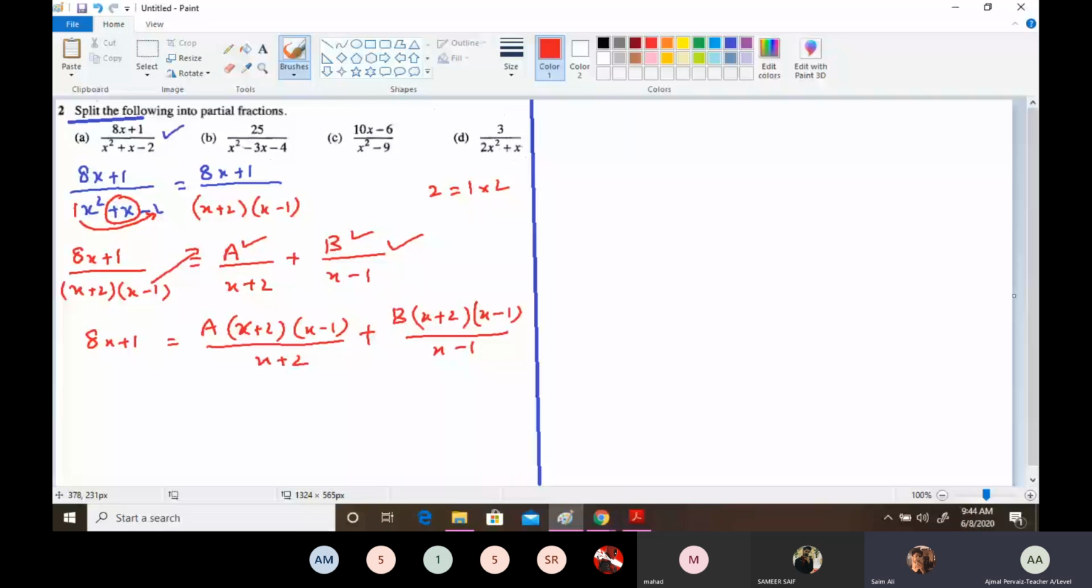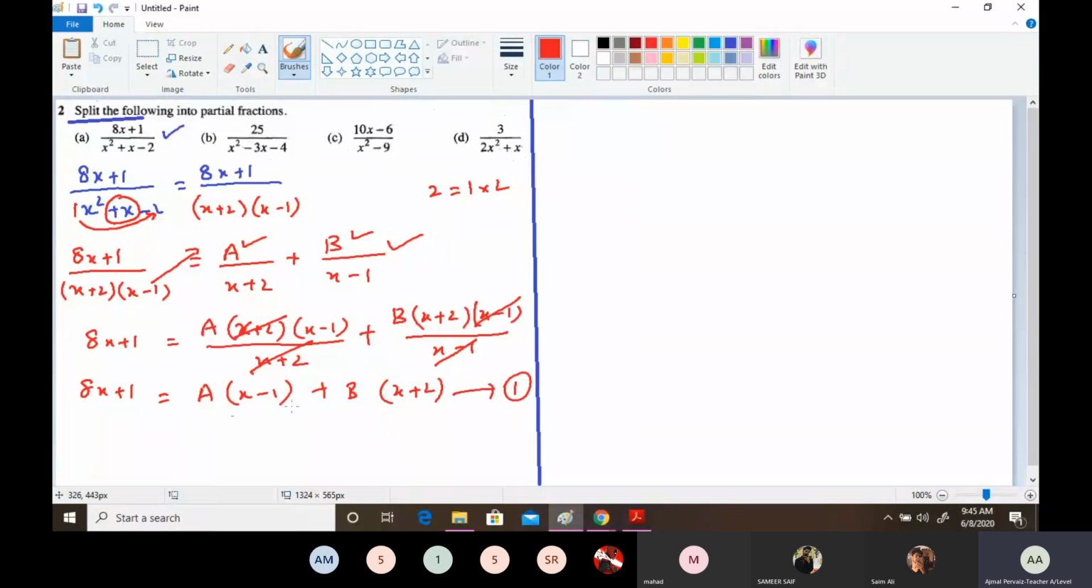Right? ठीक sir. This x plus 2 and this x plus 2 cancelled out. This x minus 1 and this x minus 1 cancelled out. So what are we left with? A times (x minus 1) and B times (x plus 2). Let us say this is our equation number 1.